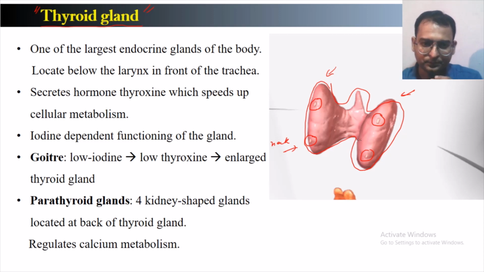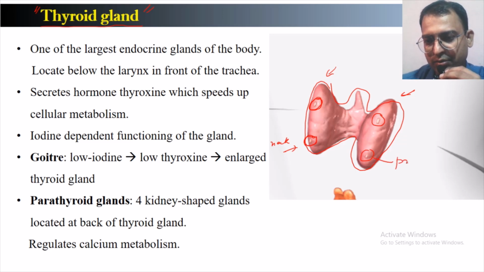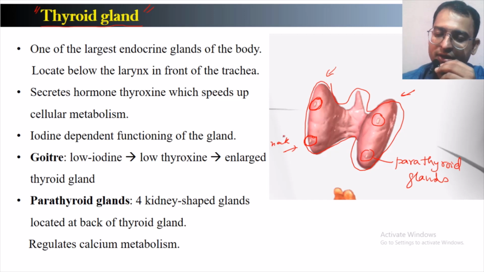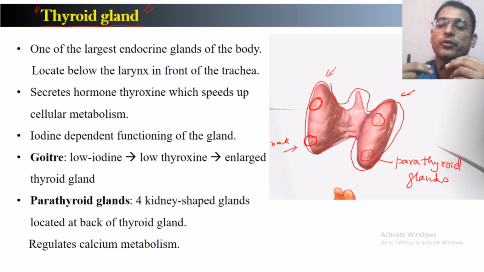These glands which are on the thyroid gland are known as parathyroid glands. We'll see more about them. So this is where it is located: towards the neck backside region of the thyroid gland. Front facing is on the other side.